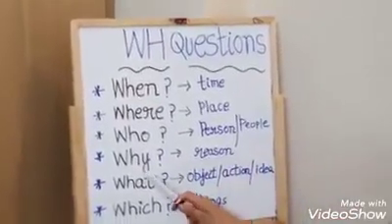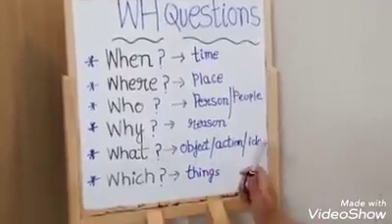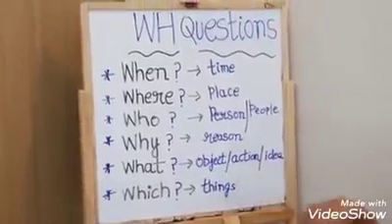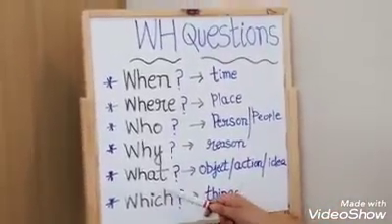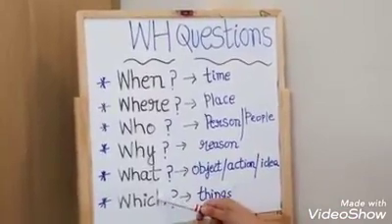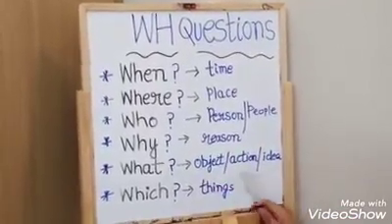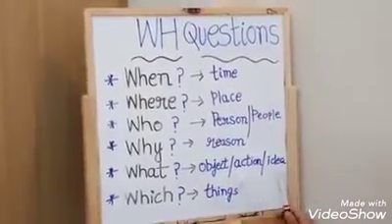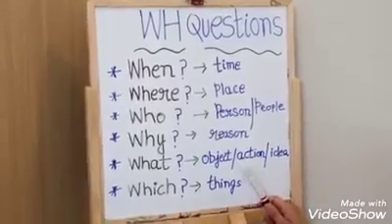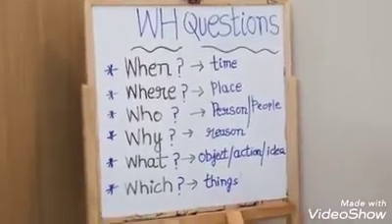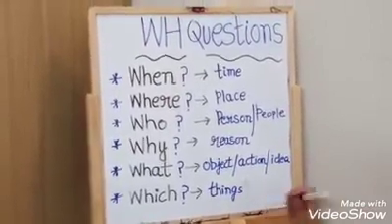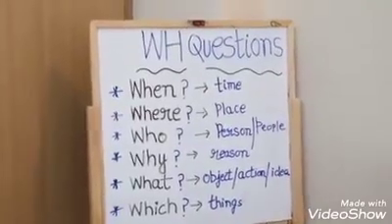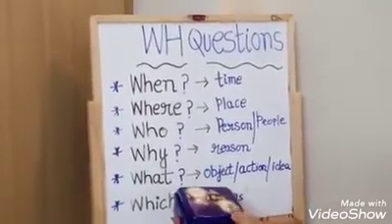So we always use why when we want to know about a reason. Now the next WH question is what. What always tells you about an object, an action, or an idea. Now, let me explain each part one at a time. For example, let us first take the object. We may want to know what is inside this box.